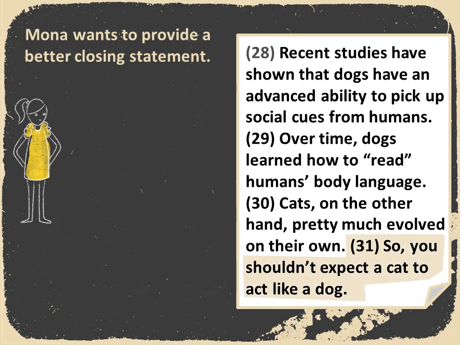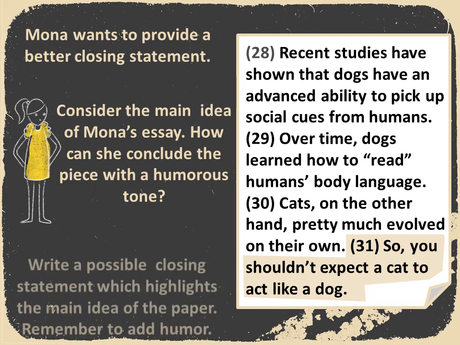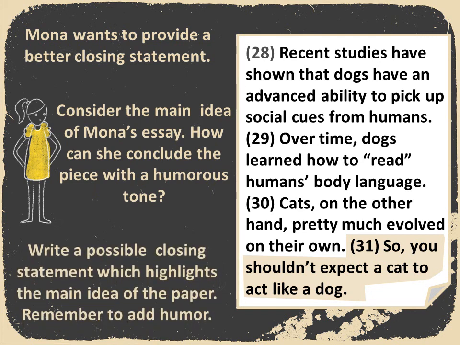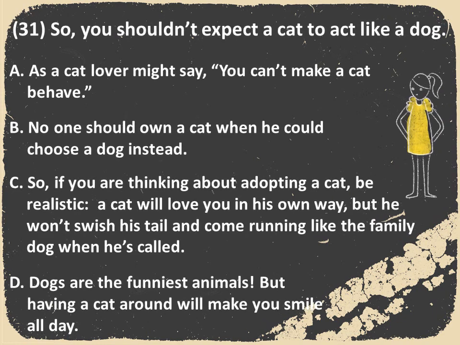Mona's not too thrilled with her closing sentence. She would like to end with a humorous tone, but she also wants to acknowledge that having a cat is going to be different than having a dog. What might a closing statement like that look like? Mona knows her current sentence doesn't express what she really wants to say.